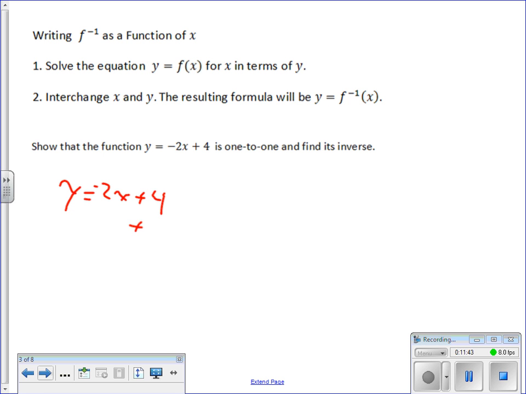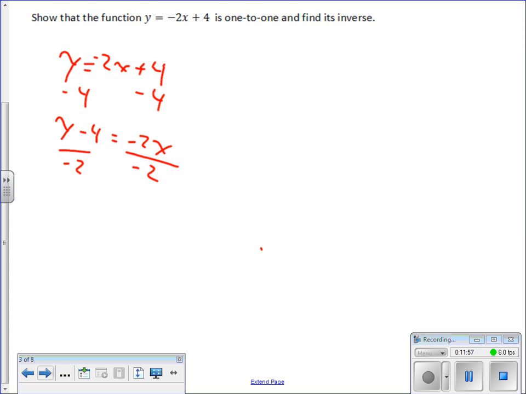Subtract 4, not add 4. Subtract 4 from each side. Y minus 4 is equal to negative 2x. Divide by negative 2. And y minus 4 over negative 2 is equal to x. Now to find the inverse function, swap the x and y.